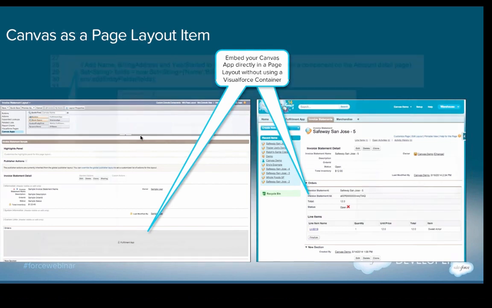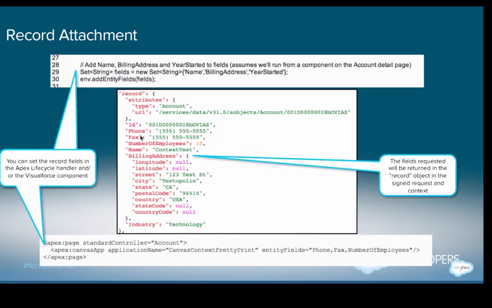We've expanded the amount of information that can be included in a signed request. You can now specify record information by including fields from the object where the Canvas app is displayed. Your Canvas app can then use that information to make UI changes, do any kind of logic based on those fields. And there are a couple ways you can do this. You can either add it to the Visualforce component if you're still using a Visualforce page, or if you're just using a Canvas app standalone on the layout, we've added this concept of an Apex Lifecycle handler, so you can add that information there.